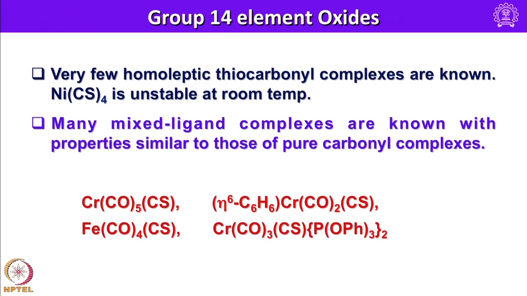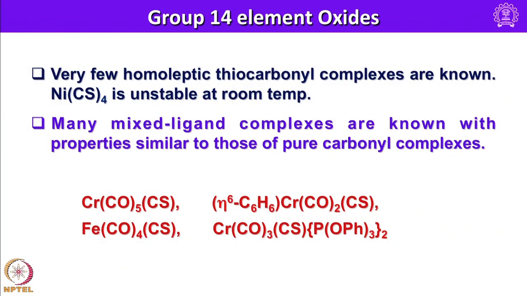So, these are some of the known compounds. Very few homoleptic thiocarbonyl complexes are known, like nickel tetracarbonyl is known. Similarly, nickel tetrathiocarbonyl can be made, but it is unstable at room temperature, and many mixed ligand complexes are known with properties very similar to pure carbonyl complexes. Let me give you preparation of some of these compounds using one or two different routes.